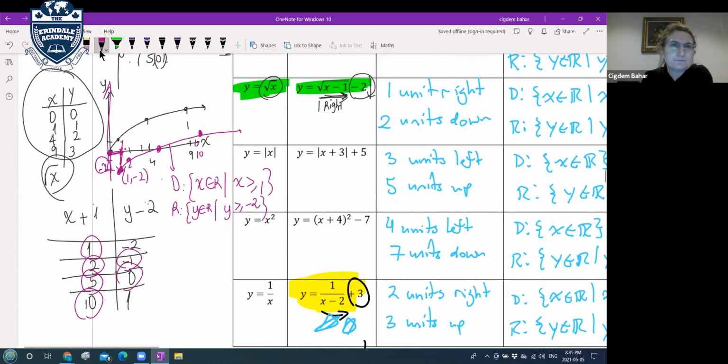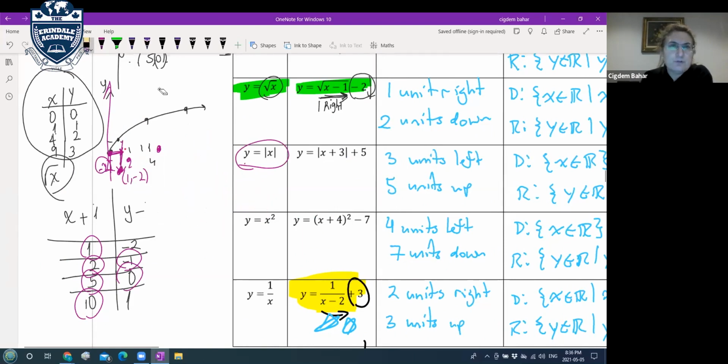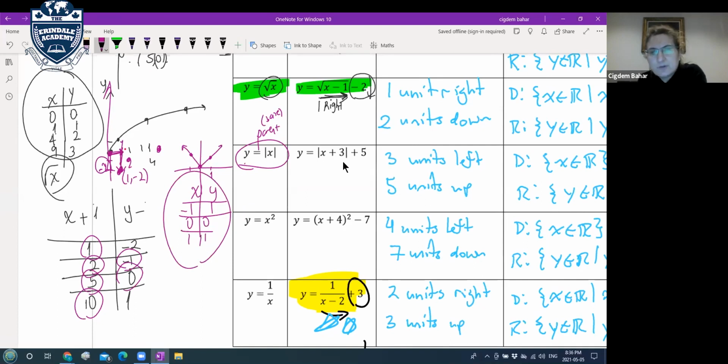Next one. Absolute value function. The absolute value function is the V shape. The table of values for the parent or base is the same thing. When x is negative 1, y is positive 1. When x is 0, y is 0. When x is positive 1, y is positive 1, and so on. That's enough, 3 points. Now, what is the transformation here?